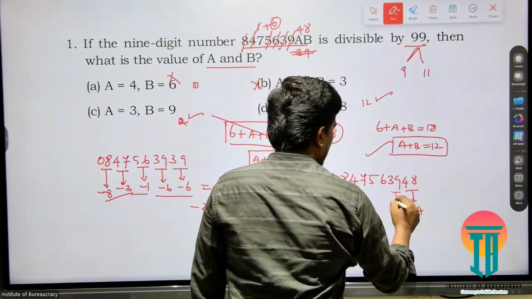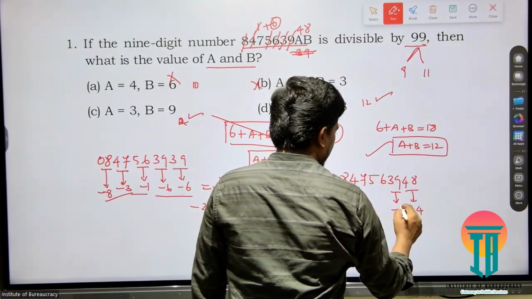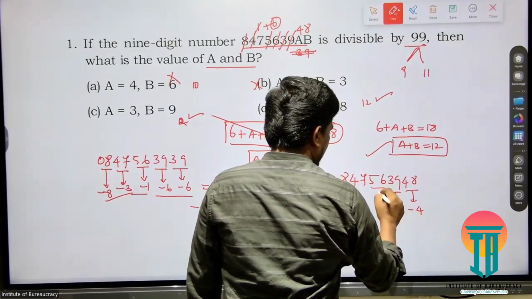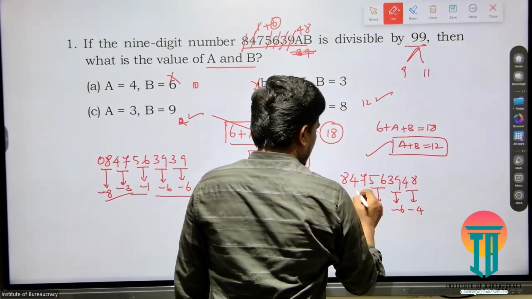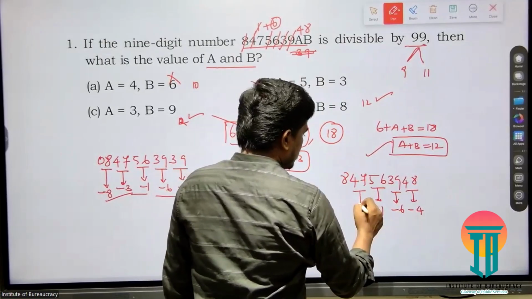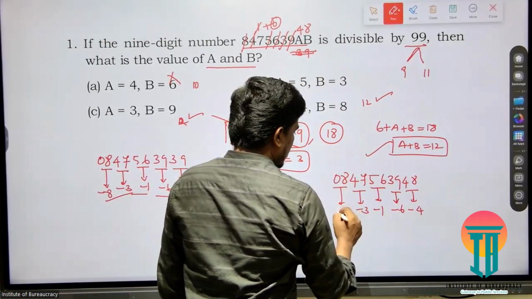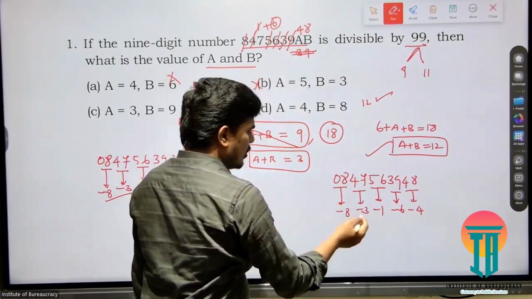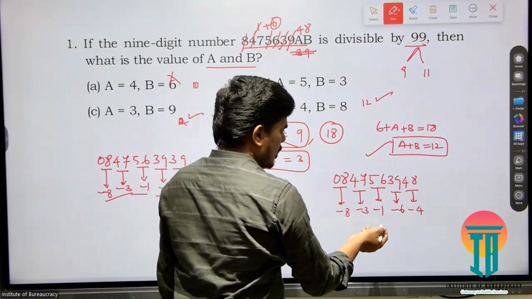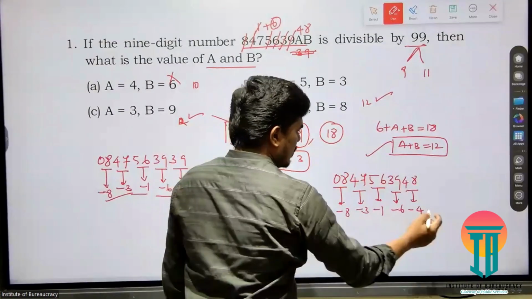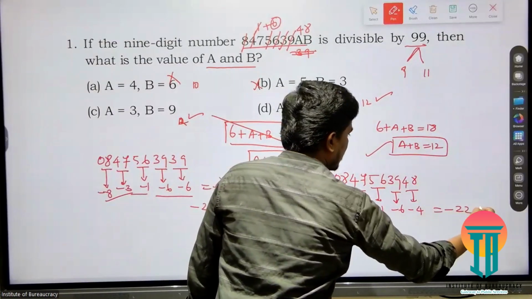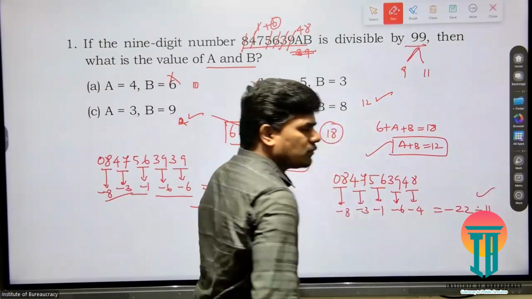It's going to be minus 4. Here it's going to be minus 6, then minus 1, then minus 3, then minus 8. We add all the numbers 11, 12, and then 12. So it's going to be minus 22. Minus 22 is divisible by 11.